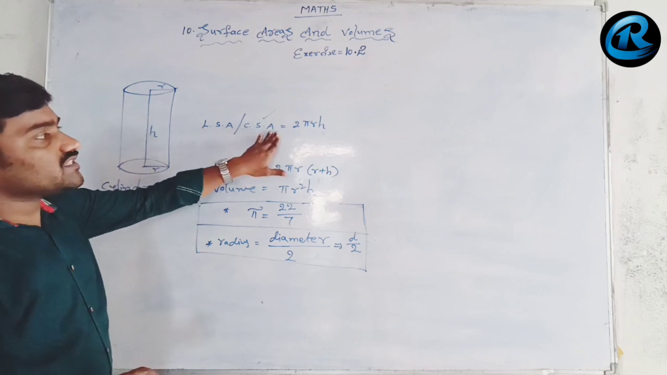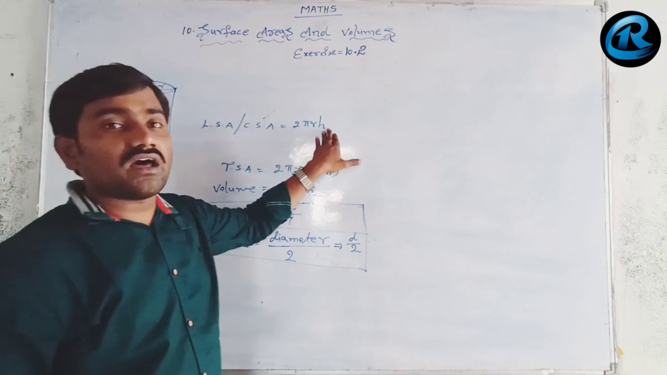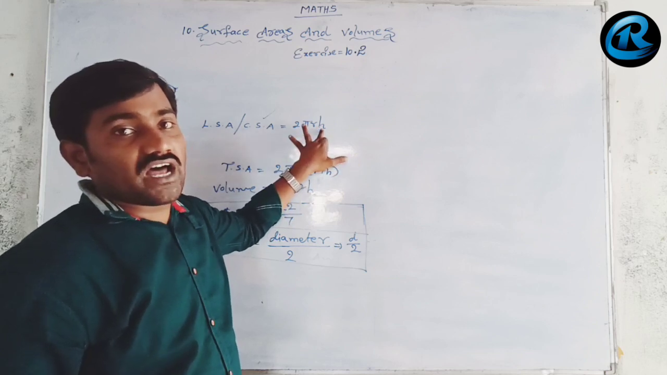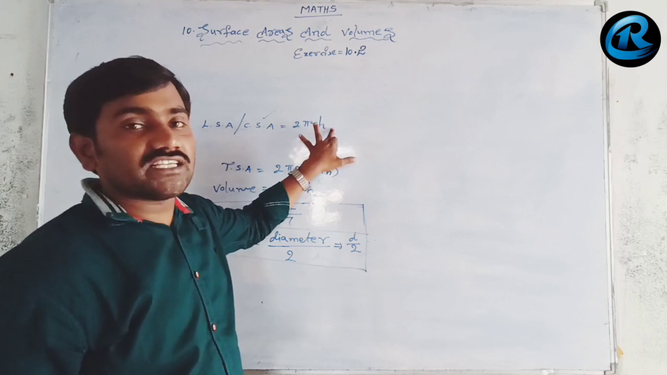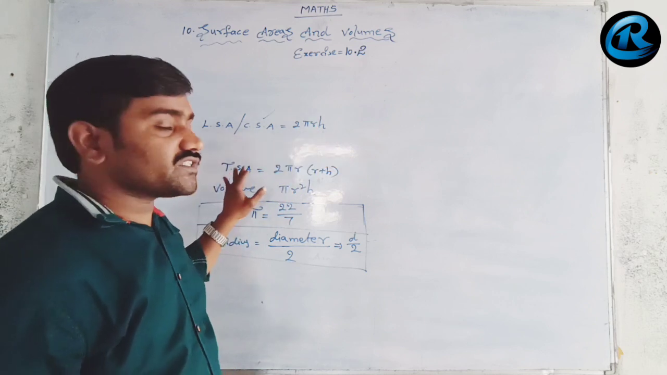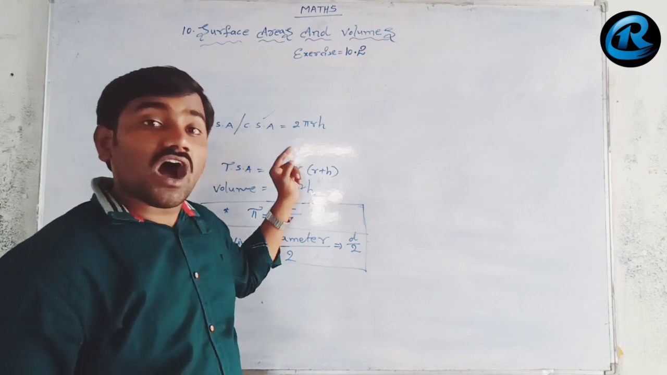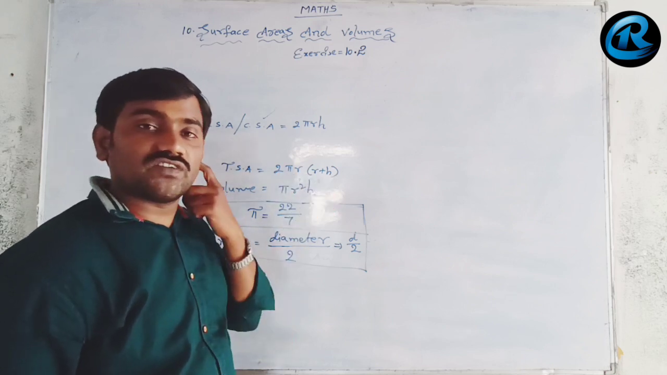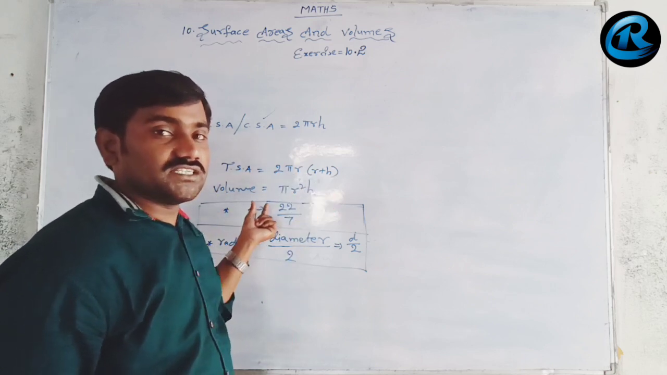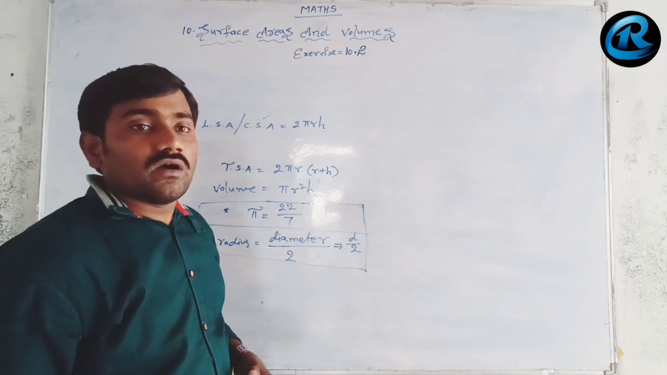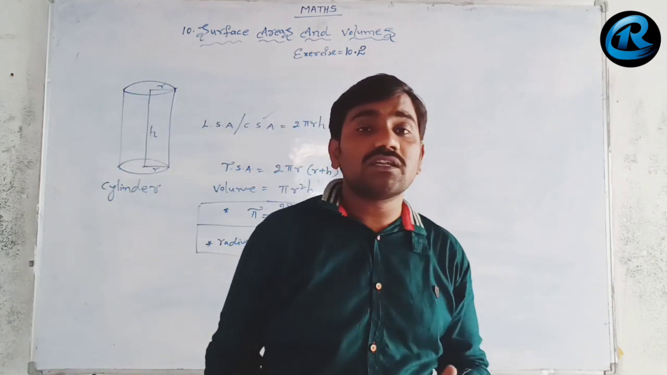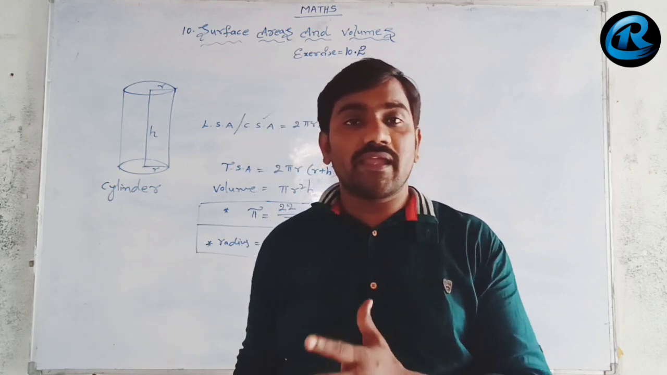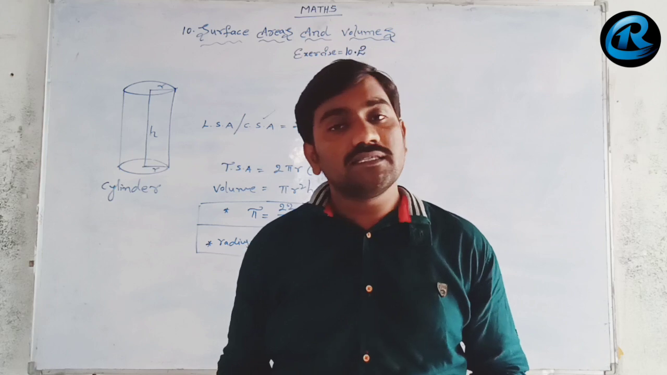So the curved surface area of a cylinder is 2 pi r h. 2 pi r h. r is the radius of the cylinder, h is the height of the cylinder. The total surface area of the cylinder is 2 pi r of r plus h. It is the total surface area of the cylinder. The volume of cylinder is pi r square h. Here we are telling pi. As already we have learned, pi is an irrational number. The value of pi we will consider as 22 by 7.